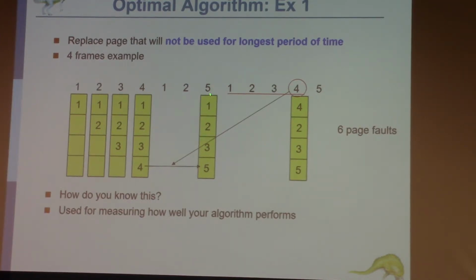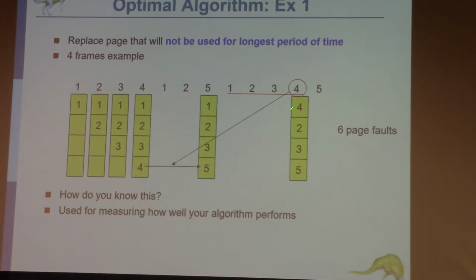Future means at this moment, see next, next, next, next. 1 will be used in the next instruction. 2 will be used in the next, next. 3 will be used in the next, next, next. And 4 will be the last one. So which ones should be in the memory? The 1, 2, 3. And the 4 has the last chance to be used.